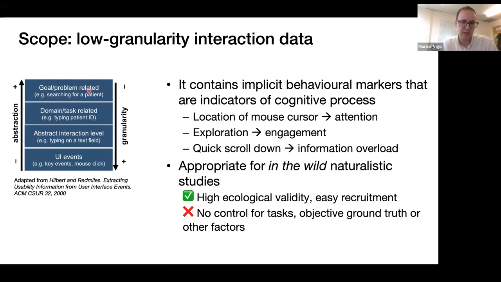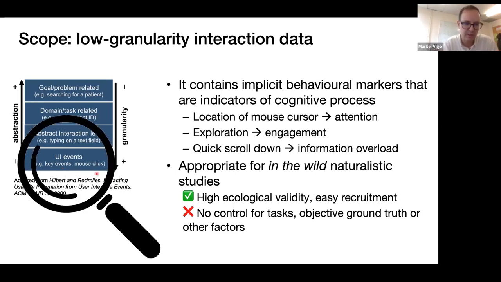Here at the top of the stack, you have indicators of explicit behavior. So someone is searching for a patient on a form, right? On a search engine, while low granularity data contains implicit behavioral markers, okay? Things that people do unconsciously, but are there in the human cognition, right? So I'm interested in this bottom part of the stack. This is basically because this kind of data contains behavioral markers that are indicators of cognitive processes.